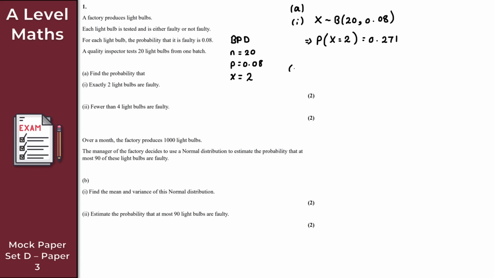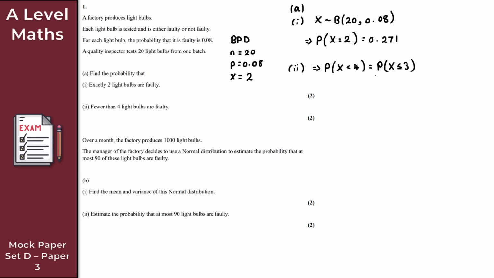Pretty similar for A part 2 then. But just be careful here because we want the probability that fewer than 4 light bulbs are faulty. So what I'm looking at here is the probability that X, our random variable, is strictly less than 4, right? If it's fewer than 4 light bulbs, that is strictly less than 4. And that is the same then as the probability that X is less than or equal to 3.